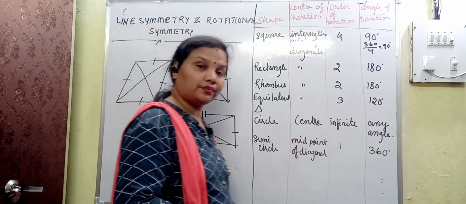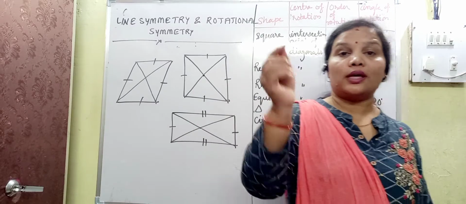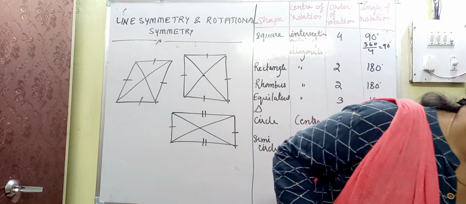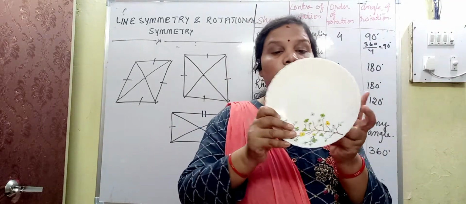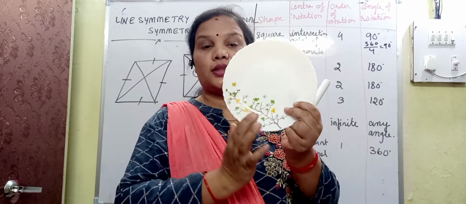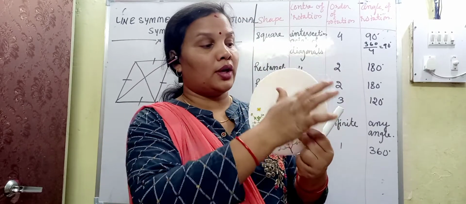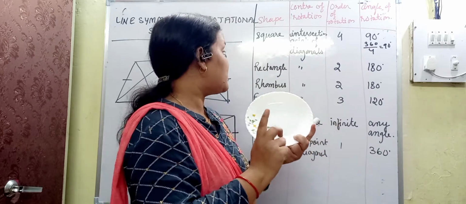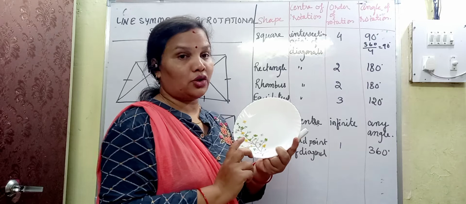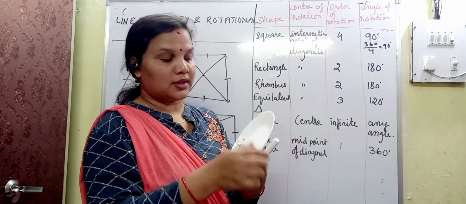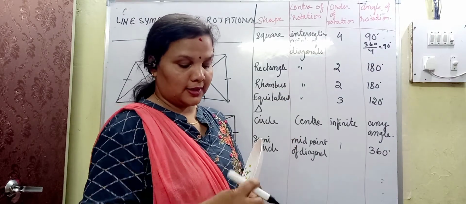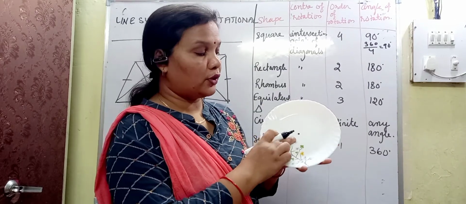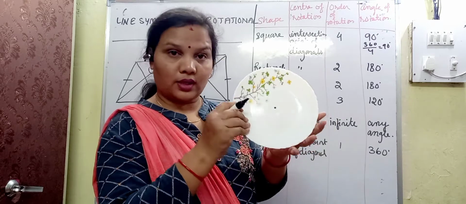Now for the circle. As you all know, a circle is made up of so many points. So I am taking a plate so that you can understand. Here so many points are there, right? With the help of them we are going to construct a circle. So what is the center of rotation of it? Obviously the center of this circle. If I mark it like this, this point is the center of rotation for a circle, right?